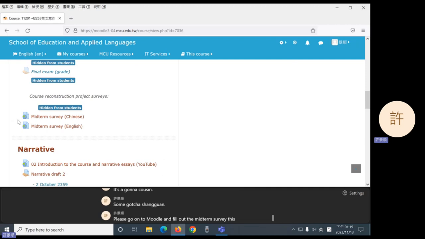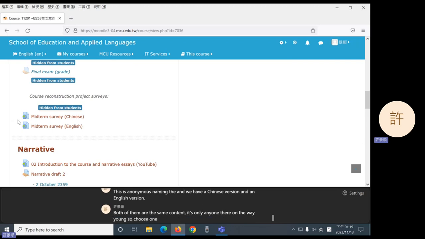This is anonymous, 匿名的. And we have a Chinese version and an English version. Both of them are the same content. 中文英文内容都一样, so choose one. And please fill it out.